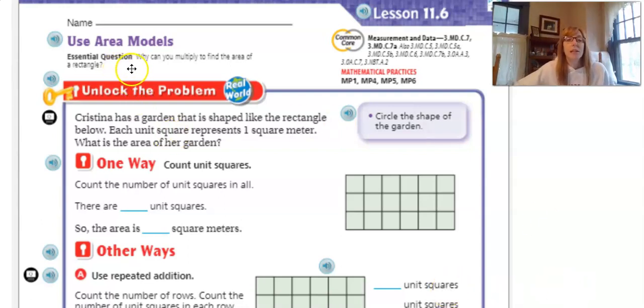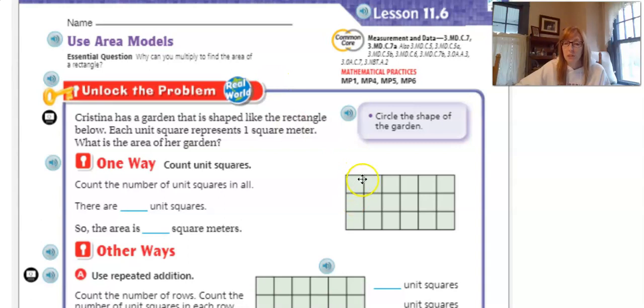So it says, why can you multiply to find the area of a rectangle? So we know that if we look at this rectangle right here, there's the same amount in every single row or column. So we know if we have repeating groups with the same amount in each one, that's repeated addition or multiplication. So it says Christina has a garden that is shaped like a rectangle below. Each unit square represents 1 square meter.